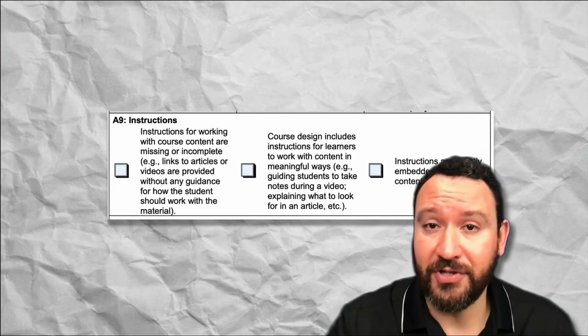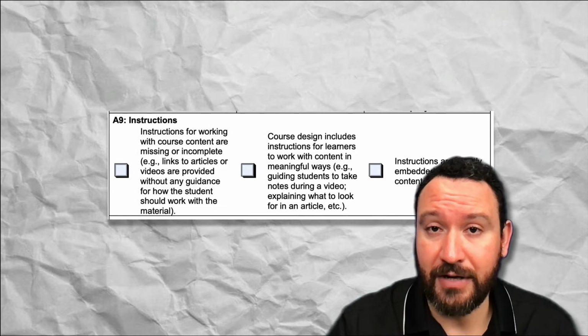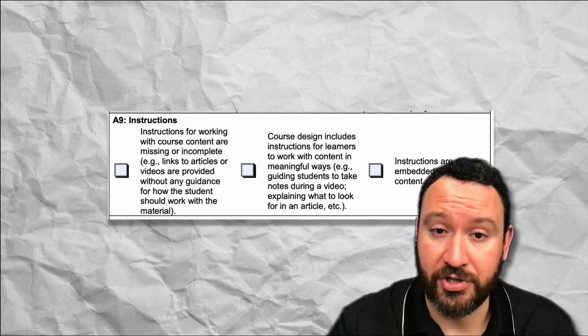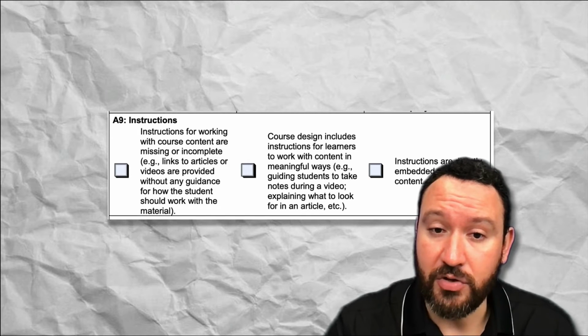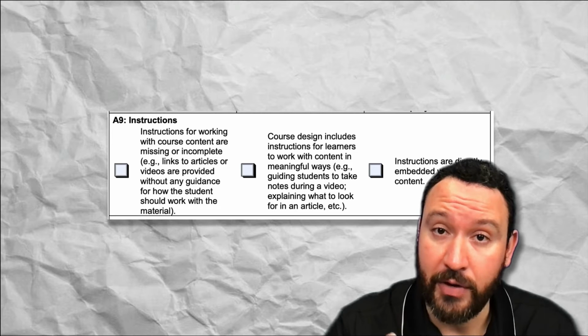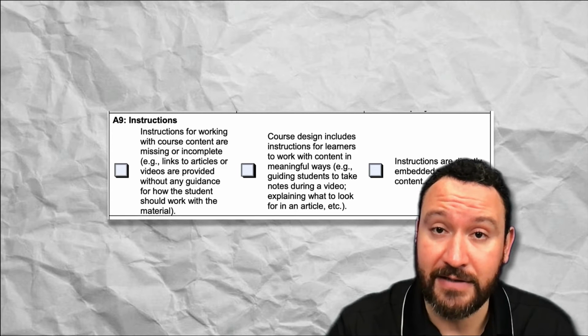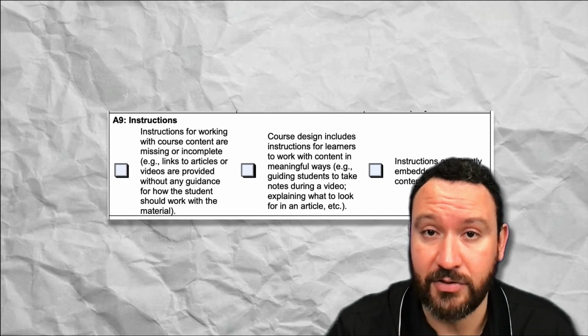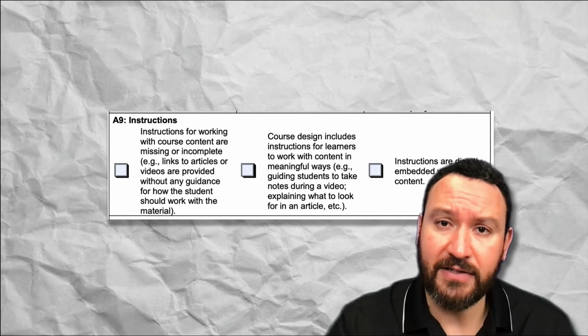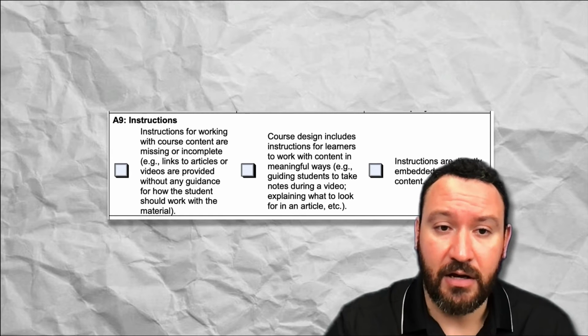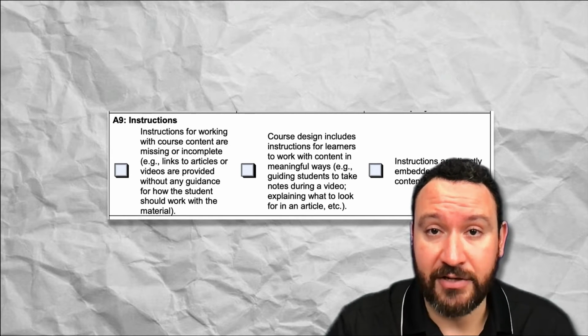Now, if done right, by chunking your content, you can also align to A9, instructions, which says that course design includes instructions for learners to work with content in meaningful ways. So you could actually take a video and put it on your chunked areas and tell them about things to look for in the assignment or considerations, right? And these are several elements from the rubric that can really help you design your course. And by chunking content, you cover all of these.